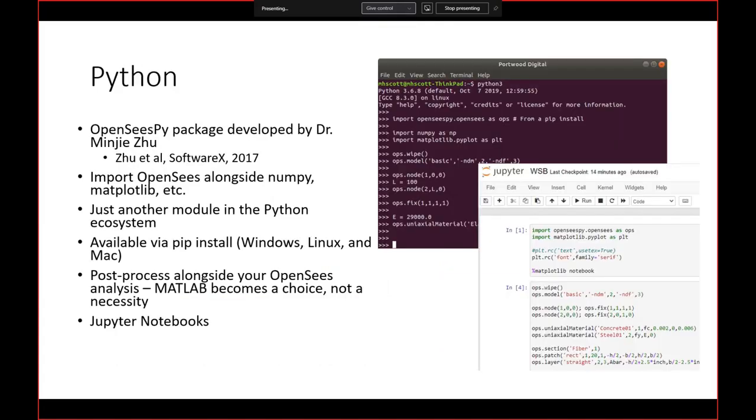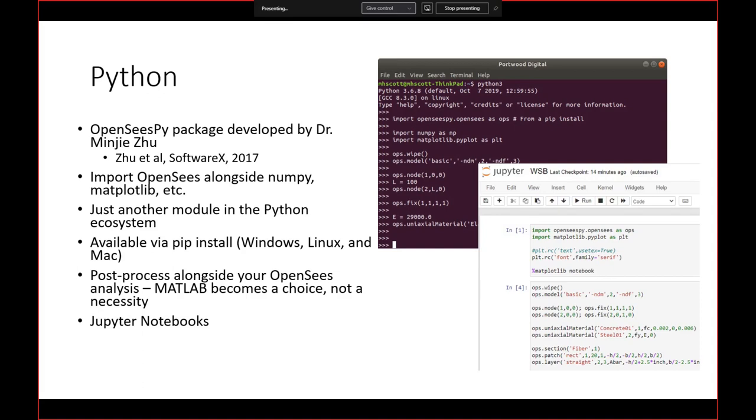Okay, Python. So the OpenSeesPy package, which Minji just talked about, developed a few years ago, is a paper he and I and Frank wrote in SoftwareX 2017. But as Minji went through, you can import OpenSees alongside popular things like NumPy, SciPy, Matplotlib, Pandas, other things. And OpenSees just becomes another module within the Python ecosystem, right? Pip install available on all operating systems. You don't really need to use MATLAB anymore because basically everything you can do in MATLAB, you can do in Python. Or at least 99%, right?